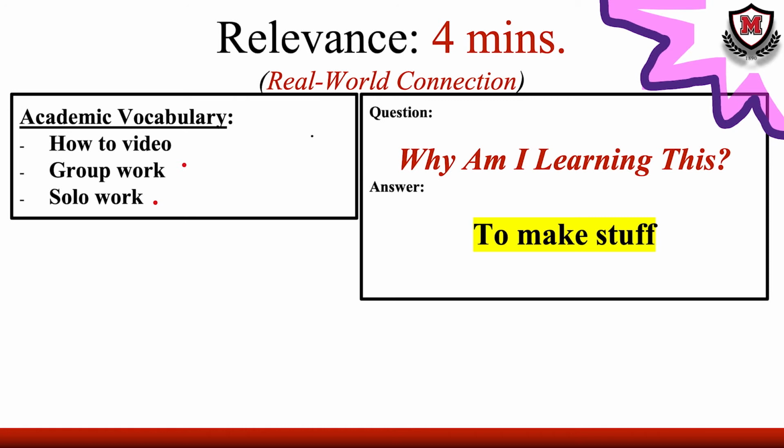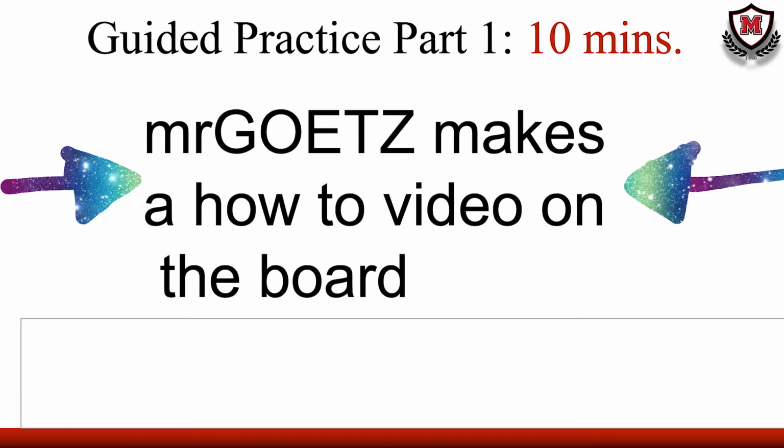Write a plan, how-to, group work, solo work, make stuff. In one of the graduate classes that I took at University of Texas at Austin in the College of Communication studying radio, TV, and film, the goal of the studio was a media lab to make stuff. To make stuff. Period. End of sentence. Why are we learning this? To make stuff. Mr. Goetz makes a how-to video on the board.